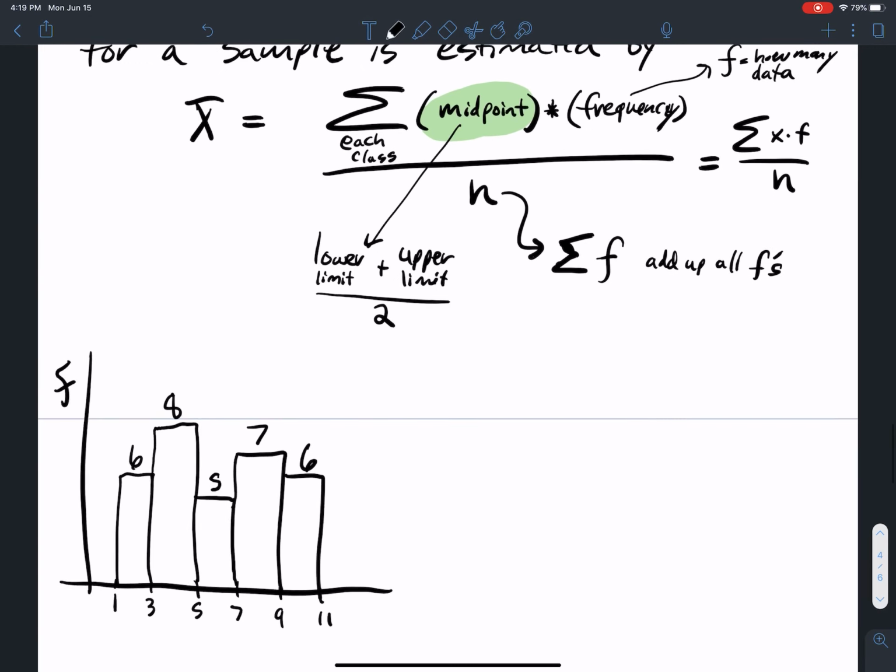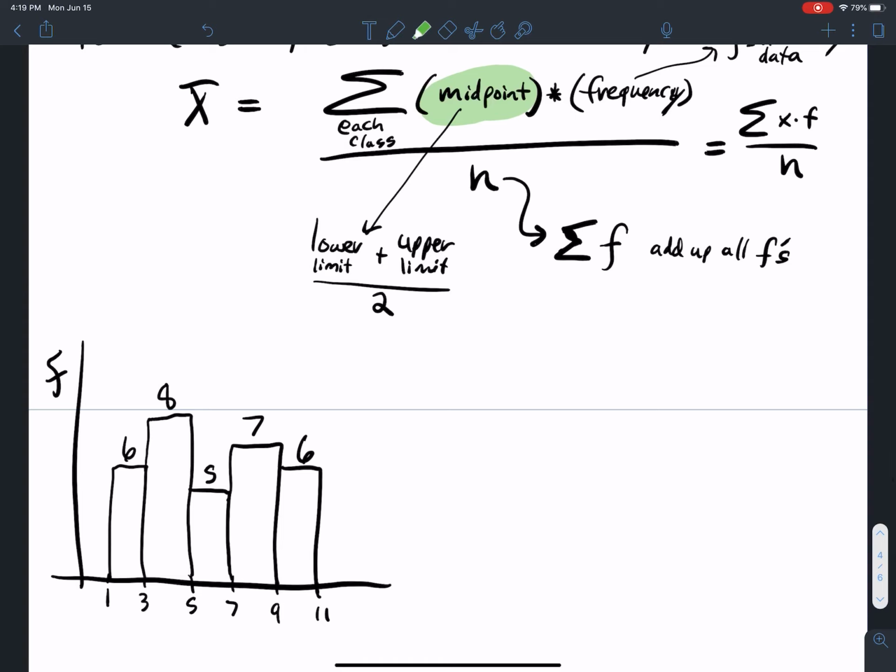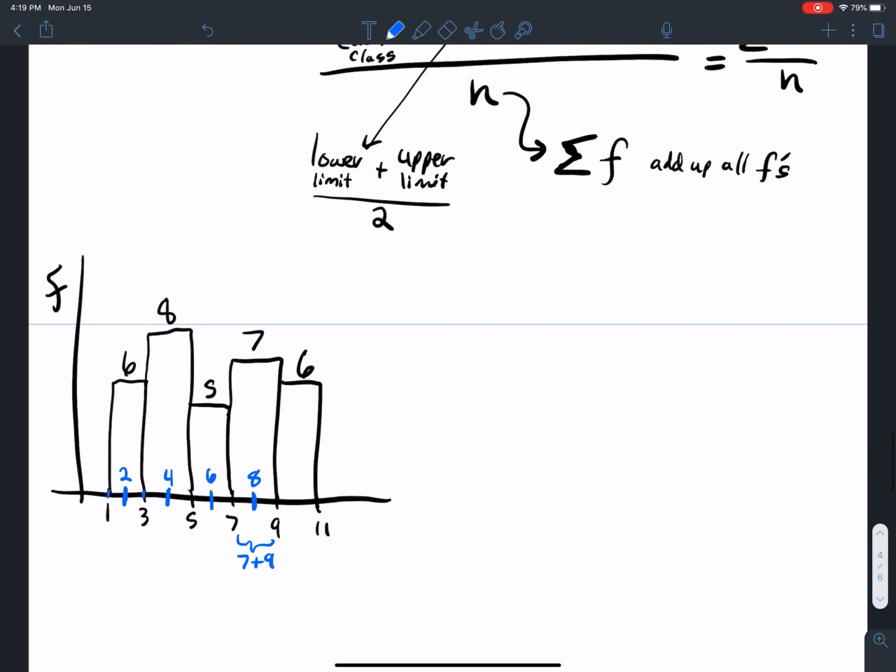So in order to use this formula, I need the midpoints. For the midpoints, I literally take the average of these. What's in the middle? 2. What's in the middle? 4. What's in the middle? 6. What's in the middle? I'm sorry, not 7, 8. If I average those two, 7 plus 9 divided by 2 gets me 8. And what's in the middle there? 10. So those are my x values.